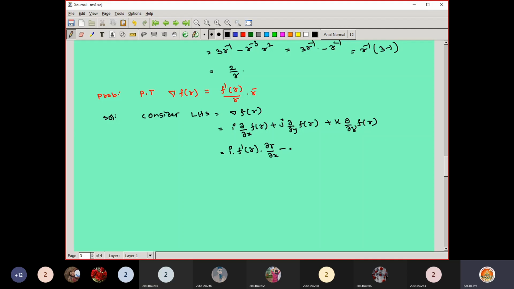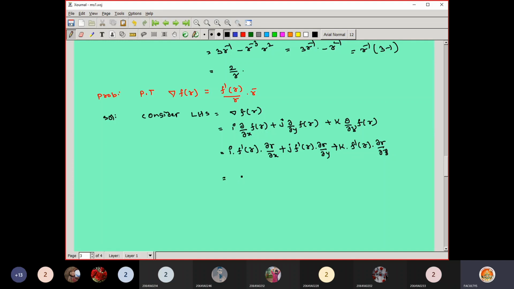Plus you are writing here. So coming to the next value, it is j. Again you are taking the derivative. It is f dash of r into dou r by dou y. Similarly, plus k, that is f dash of r into dou r by dou z. Always it is the same.